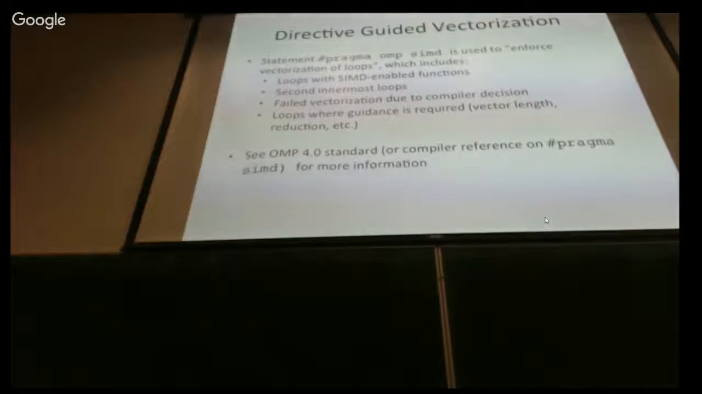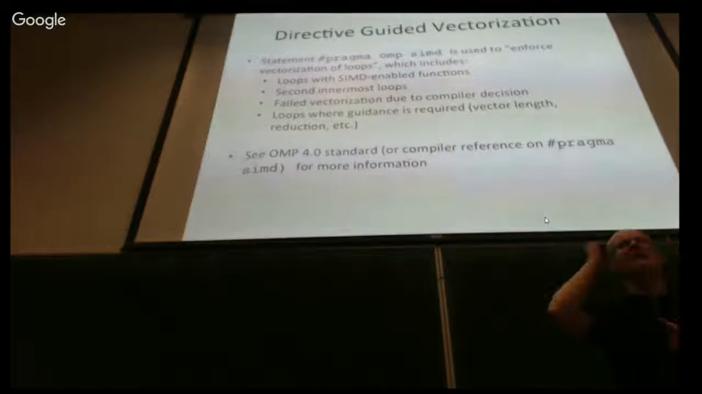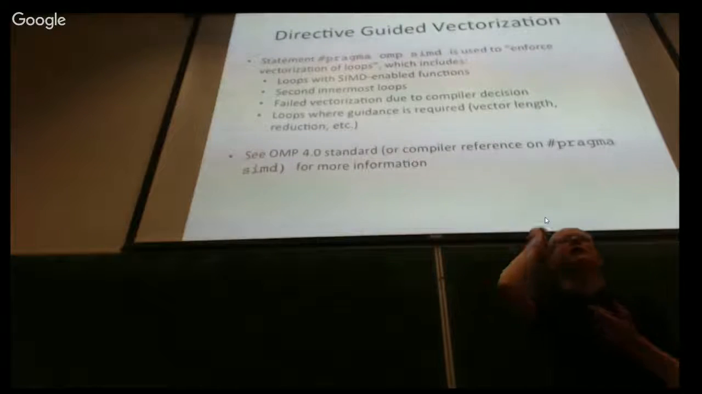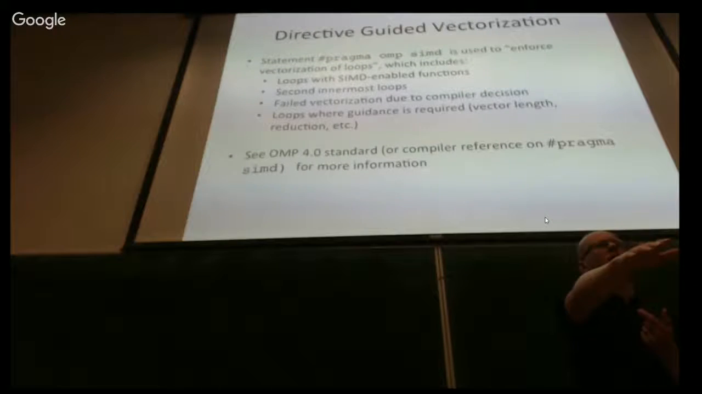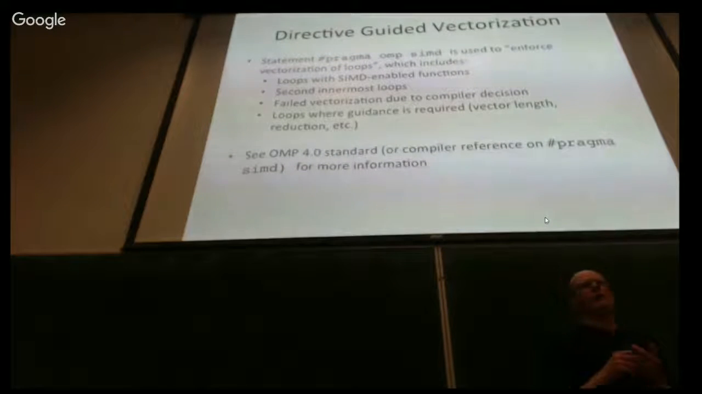Failed vectorization due to compiler decisions. Again, coming back to that point, if the compiler thinks that there are dependencies there that are not there, then you can just insert this pragma omp SIMD and say, just go ahead and vectorize. This is the most aggressive directive for vectorization. It's basically saying to the compiler, don't worry about anything, just vectorize that loop for me. And also for the consequences.